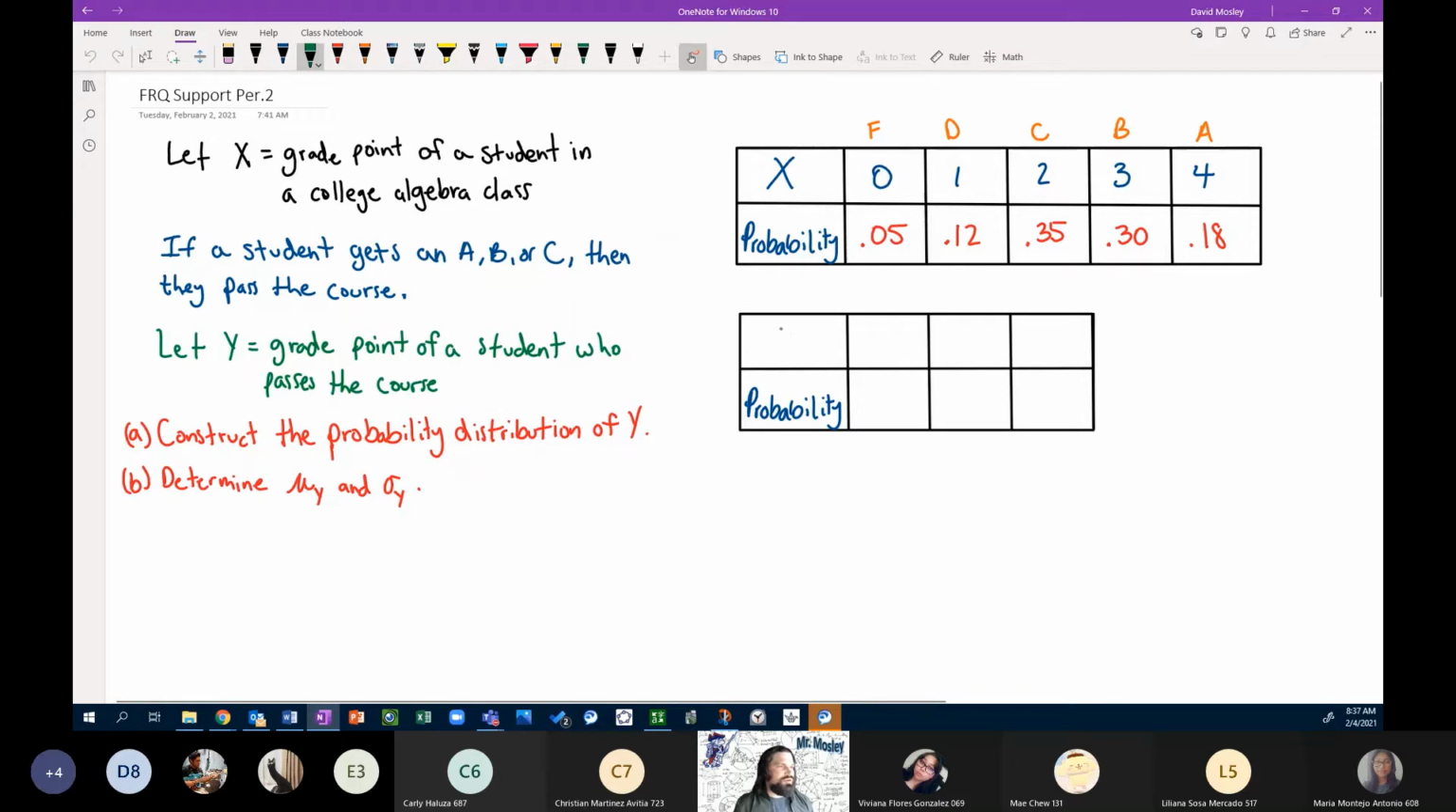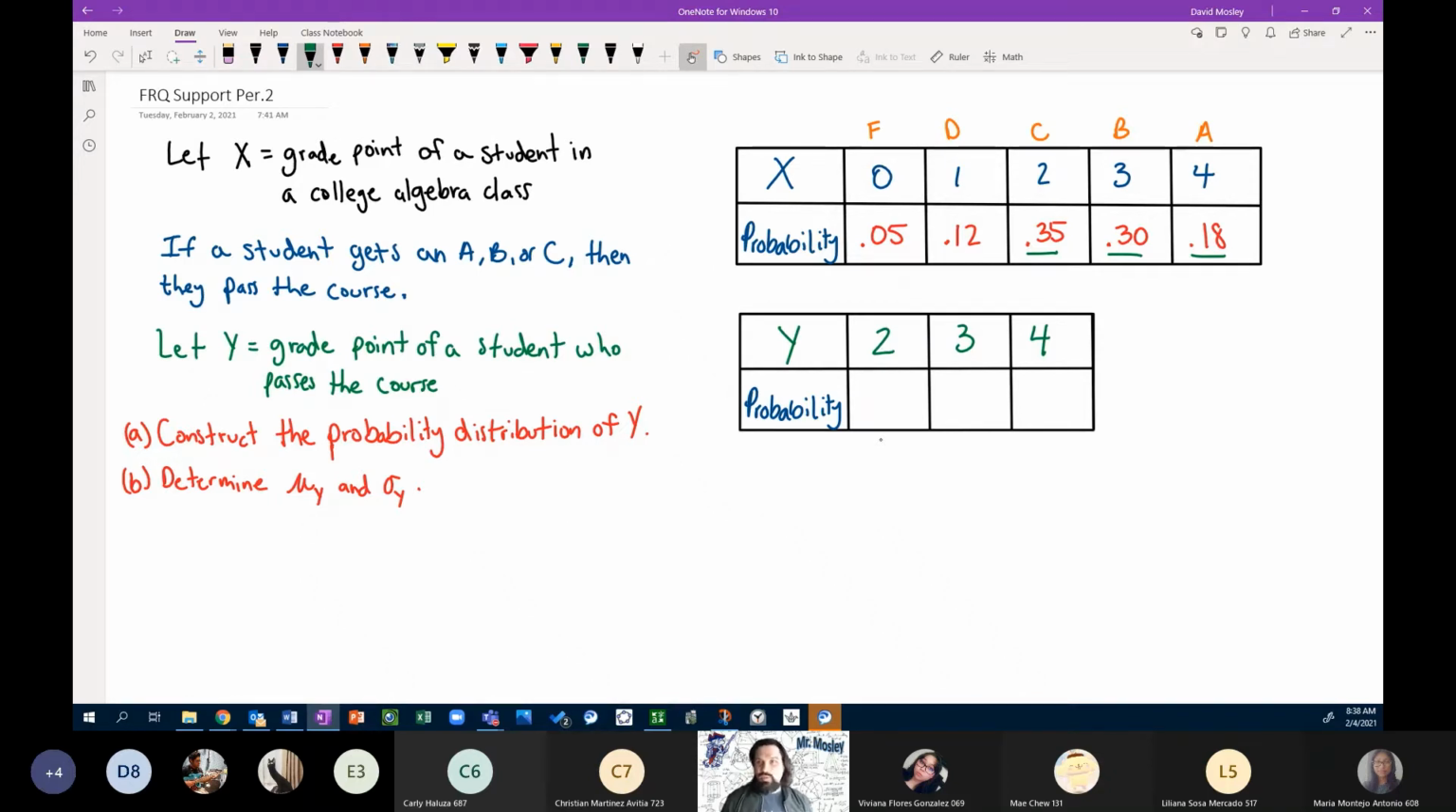Right, so we'll start our new probability distribution. This will be Y. And Y can have values of 2, 3, or 4. Those values represent a passing grade. Now, the major error that I saw that many of you made was that you simply took the probability of getting a 2, a 3, or a 4 from the probability distribution of X and dropped it into the probability distribution of Y. That is incorrect because that creates an invalid distribution.